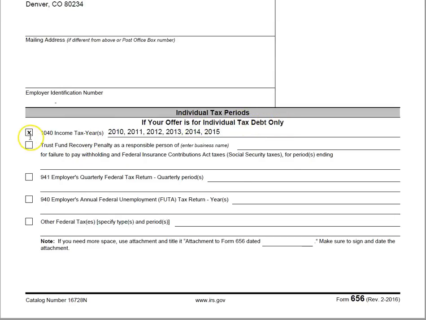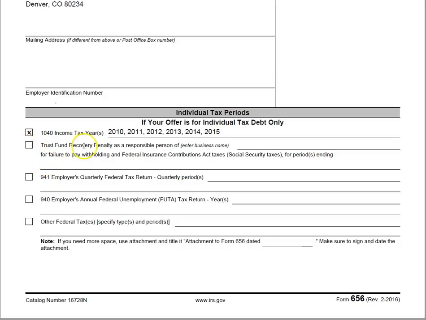tax debt only. So I've checked the 1040 income tax years here, and we're going to say that I owe for 2010 through 2015. So you'll see here I have listed out the years. You do not want to put 2010 through 2015 or 2010-2015. You want to make sure to list each individual year that your offer is going to cover.